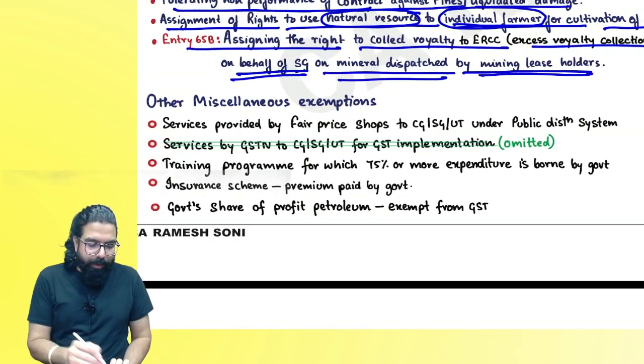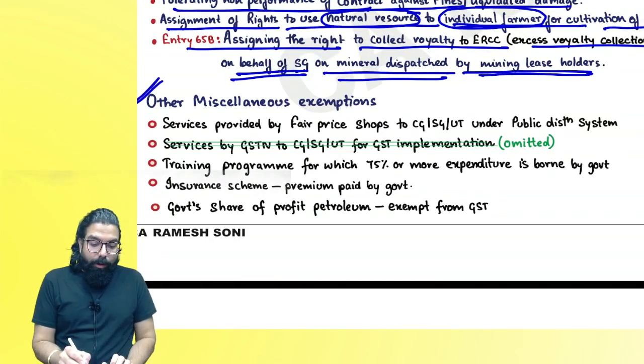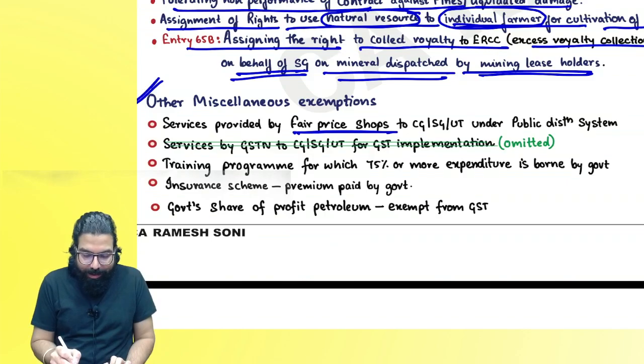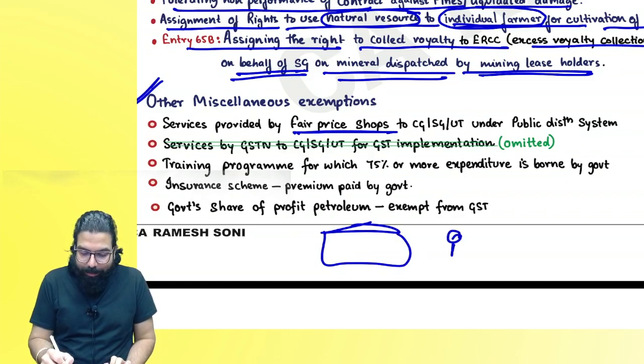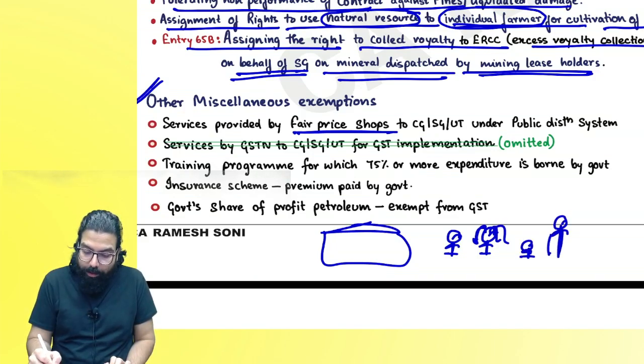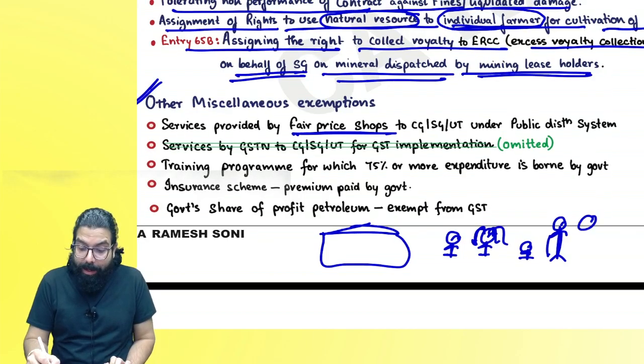Everyone over here now. Miscellaneous exemption. Sir, you know the Rashanwala is there. The Rashanwala shop is there. Uncle will come. Auntie will come. Correct, everyone. Kids will come. Grandpa will come with grandma. Okay, everyone.